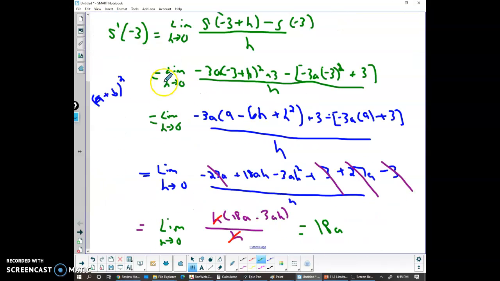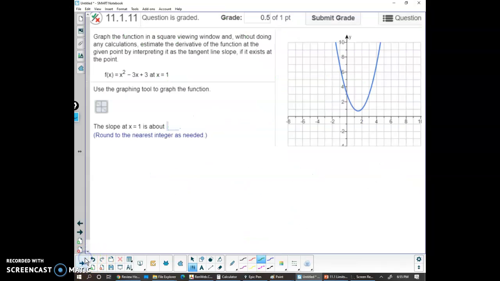And look, there it is, 18a. And look how beautiful all that was. And that only took 8 minutes. So, let's move on to a different problem here.